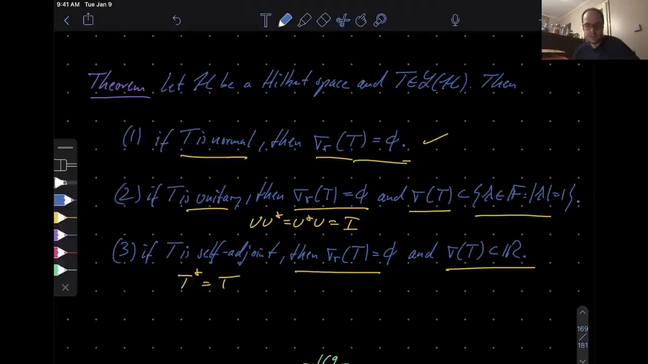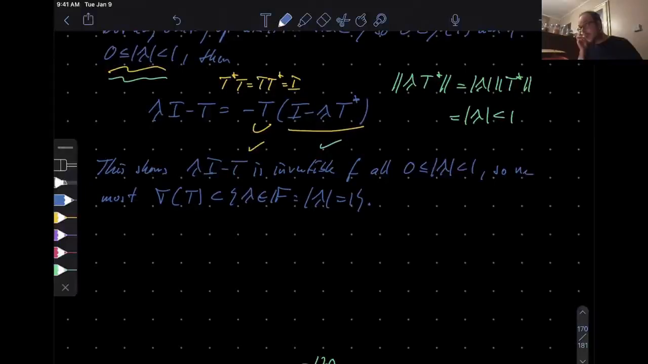If you're dealing with a unitary operator, then the spectrum has to be a subset of the boundary of the unit disk, or +1, -1. And in the self-adjoint case, the whole spectrum is real. We have proven everything at this point except for this little red piece here, that the spectrum of a self-adjoint operator is completely real.